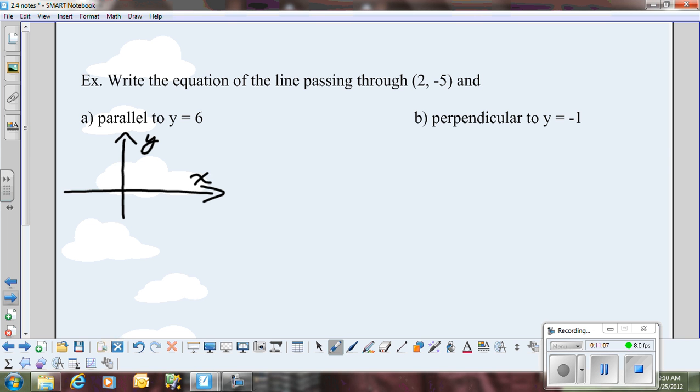So it's going to go through 6. Y equals 6. So 1, 2, 3, 4, 5, 6. And it's going to be horizontal. Now, if I'm going to have an equation parallel to that, it also has to be horizontal. And what point is it going to go through? 2, -5. That's going to be the equation of that parallel line. It's going to have to be y equals again, right? So it's going to be parallel, the horizontal. Y equals, what's my y value in my point? -5. So y equals -5.